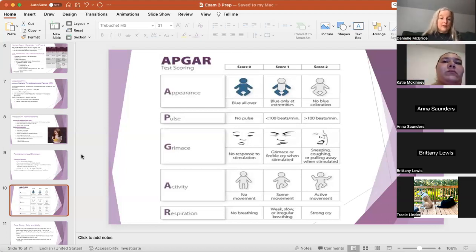At the 5 minute mark. And so then we reassess at 5 minutes. And then if that baby's APGAR is still 7 or greater, then that's fine. But if the APGAR is lower, that's when we'll reassess every 5 minutes. So then we would reassess at 10 minutes, 15 minutes, 20 minutes, until we're seeing APGAR scores that are 7 or better. Okay.